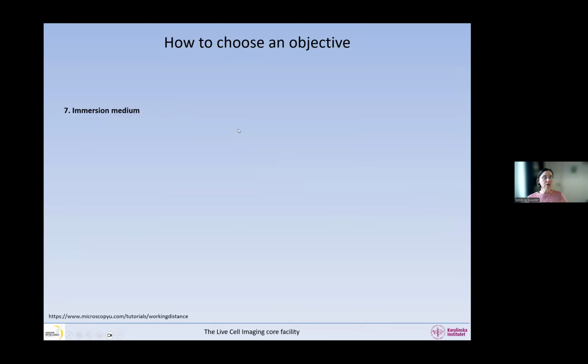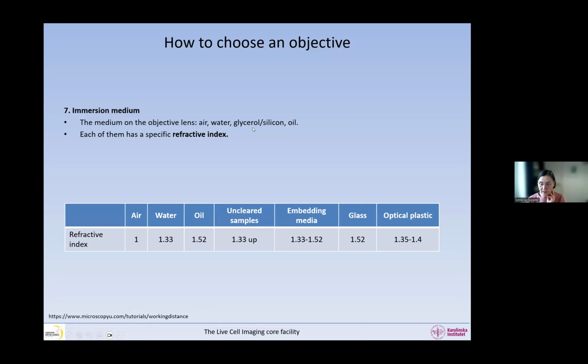So the immersion medium is very important. You have seen this little n that comes in several of the equations for the objectives. And so the immersion medium can be different things. It could be an air objective. It could be a water objective. So in that case, you put water on the objective. It could be glycerol or silicone and oil. And I've ordered them here in the order of refractive index. So here are the refractive indices of these.